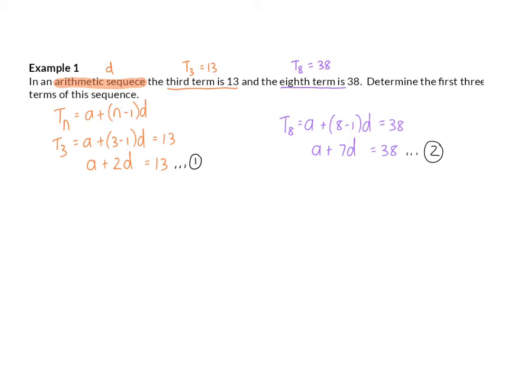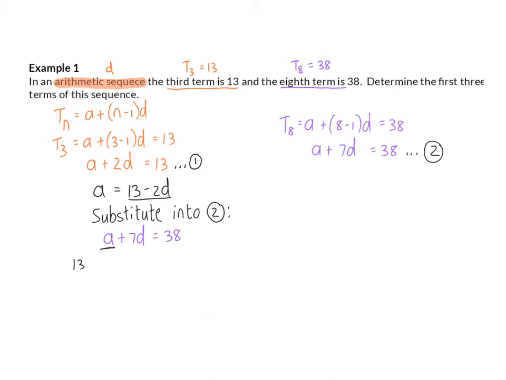Now, if you want to substitute, you have to take one of the variables in one of these equations and get it alone on one side. So I'm going to take the first equation and rewrite it as a is 13 minus the 2d. Now that I have a alone, I can go and substitute into the second equation. In my second equation, instead of a, I'm now going to substitute 13 minus 2d. And then it will be plus 7d equals 38. That means I have 5d is equal to 25, and d will then be 5.